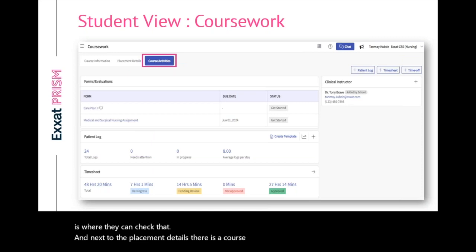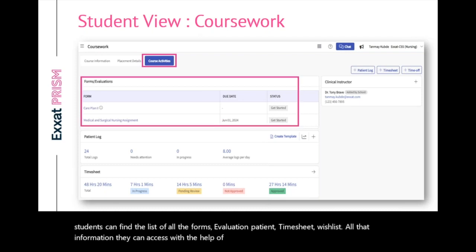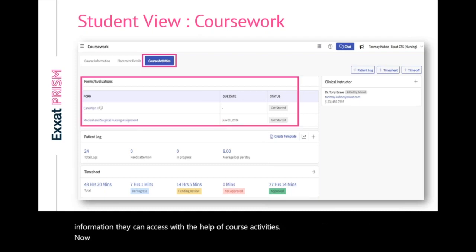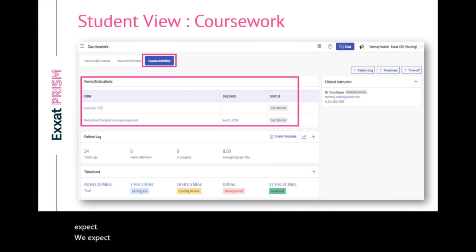And next to the placement details, there is course activities. This is the place where your students can find the list of all the forms, evaluations, patient log, timesheet, wish list, all that information they can access with the help of course activities. Now, forms and evaluations are nothing but the different types of feedback or surveys that need to be submitted by your student during their rotation. So for example, for a PT school, we expect students to submit a PT student evaluation of a site, PT student evaluation of a clinical instruction. So this is where they can find them.